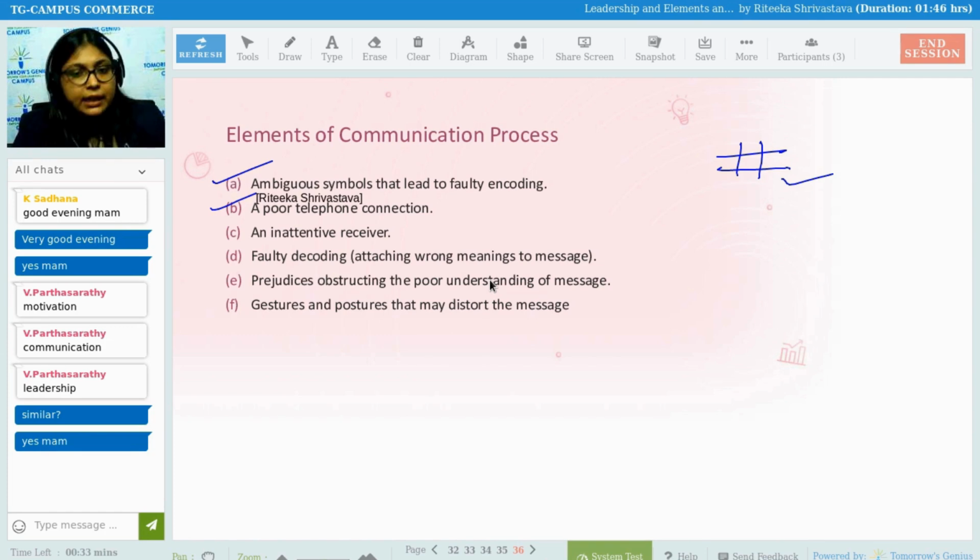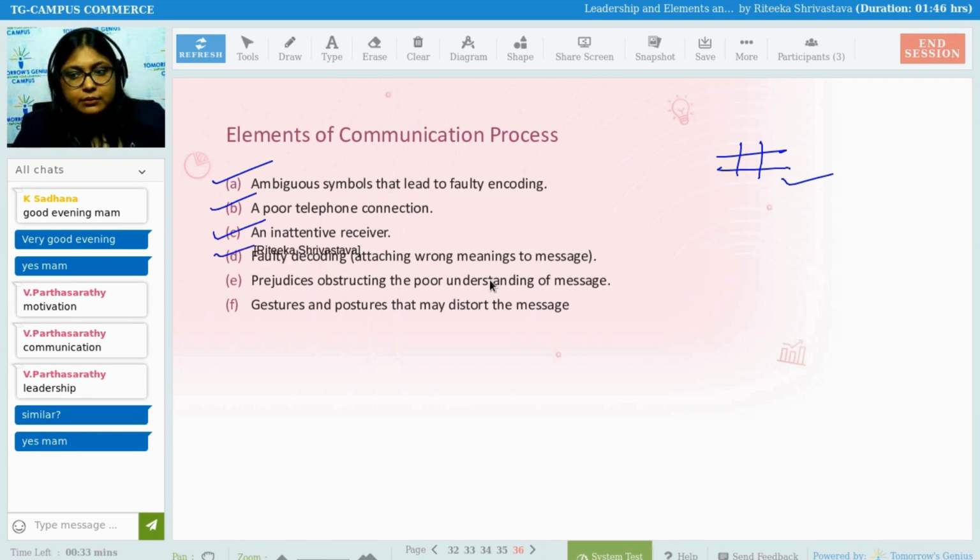Then a poor telephone connection. If the communication is happening via telephone, via phone call, and the telephone connection is poor or weak, then that might also create a problem. Inattentive receiver. Like I'm speaking, all the receivers are nicely relaxing at home. So inattentive receiver could also be a possibility, and this could also be part of noise.